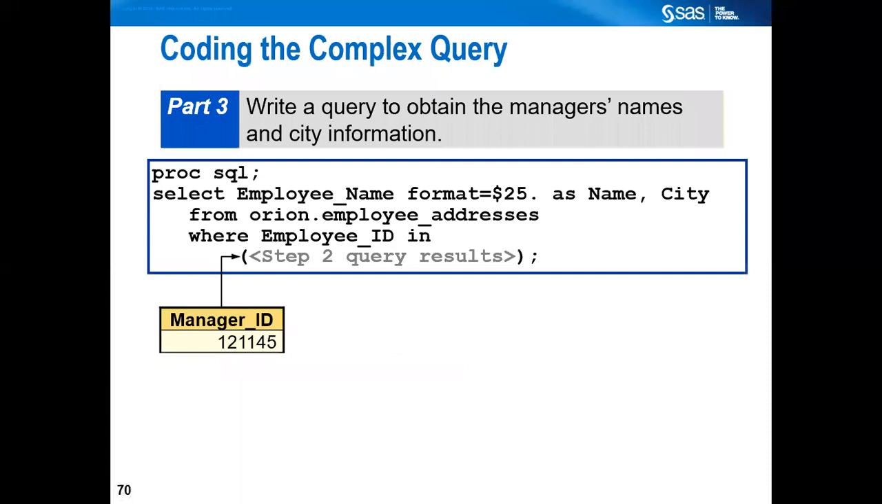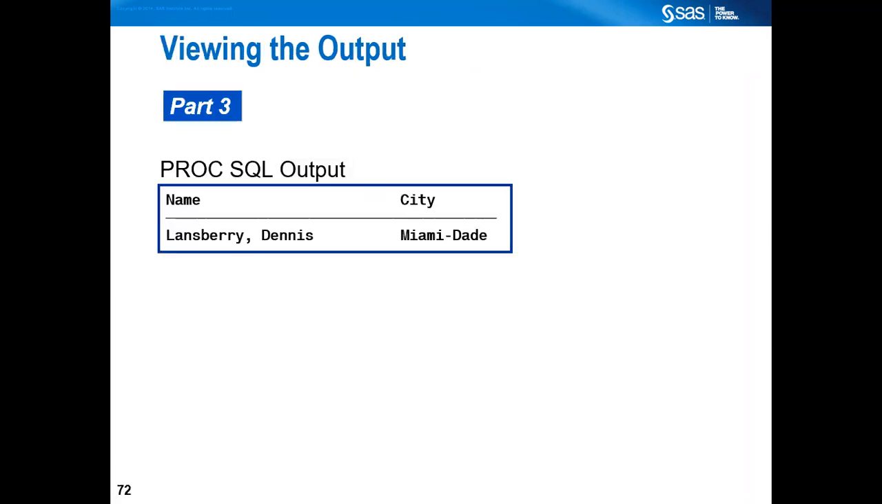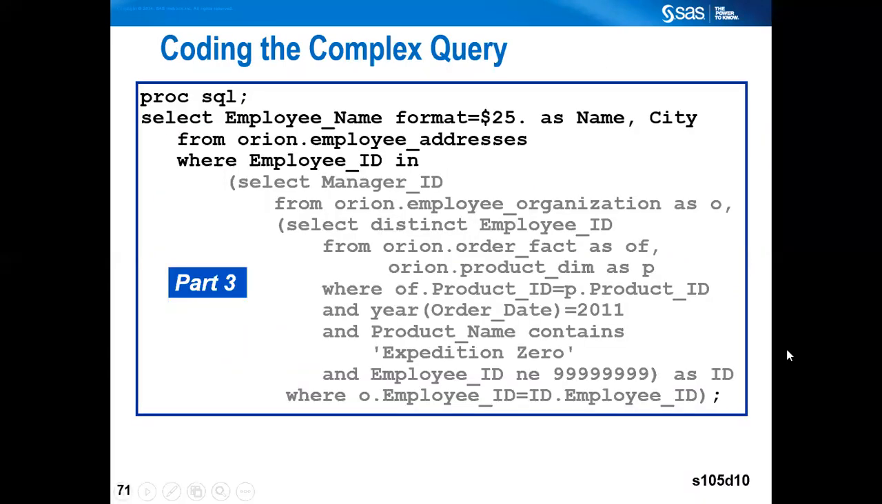And you get from this subquery result one manager ID. And for this manager ID, now you'll get his name and city from the address table. So this is what the complex query ultimately looks like overall. You get the manager, all these together. See, this is highlighted.